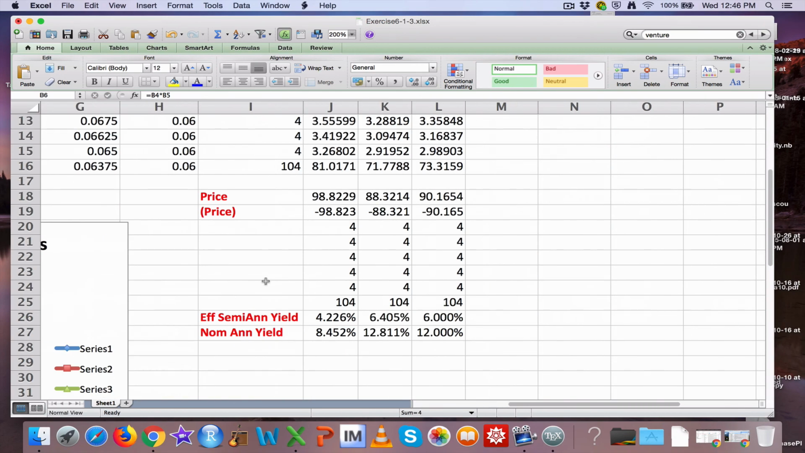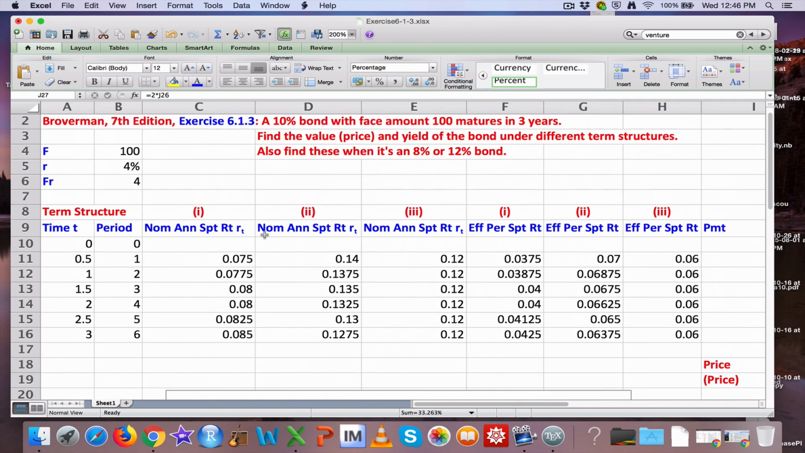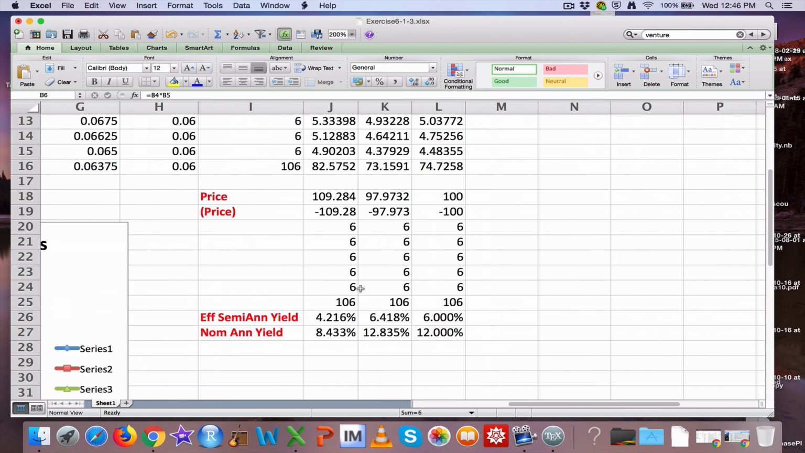These are the nominal annual yields when we have the 4% down here. And then finally the 6%. These are the answers down here. And again, this stayed 12% all the time. These changed. Finally, let me point out something interesting.